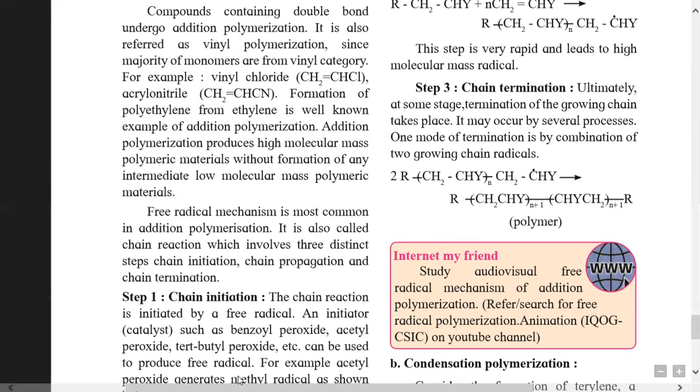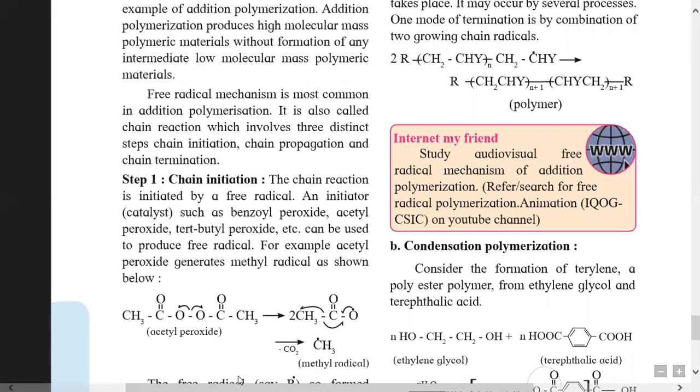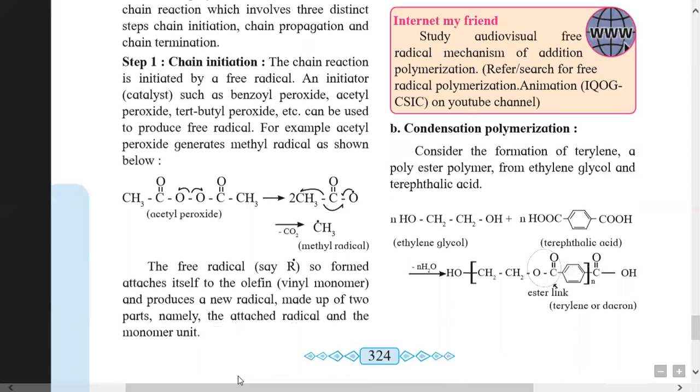Addition polymerization produces high molecular mass polymeric material without formation of intermediate low molecular mass polymeric material. The free radical mechanism is the most common example of addition polymerization. It is also called a chain reaction, and it involves three steps. We know free radical reaction involves chain initiation, chain propagation, and chain termination steps. So the first step is chain initiation.